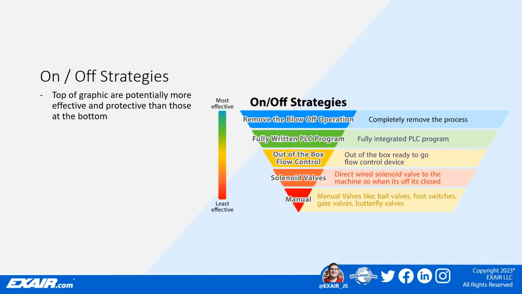So we took some inspiration from that and created a graphic of our own. From the bottom up, they go from least to most effective way to reduce the use of compressed air during times it's not needed for the design application. At the bottom there, you'll see manual valves like ball valves, next solenoid valves. In the middle, out-of-box flow control devices, integrating it into a fully written PLC program, and at the tippy top, the removal of the blow-off operation.